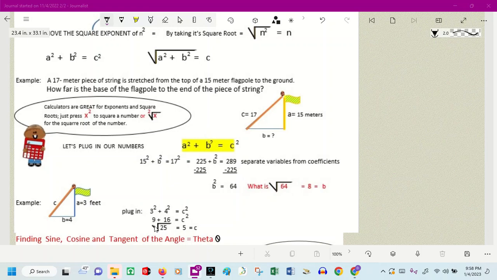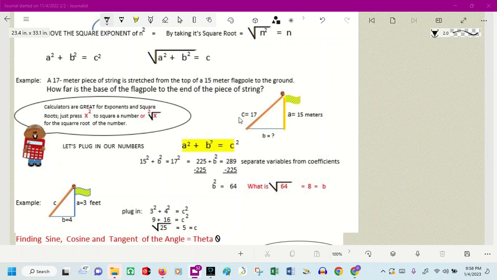How do we get C? We take the square root of our equation. Take the square root and we will have C. So the square root of 25 is 5. 5 equals C. Very simple.